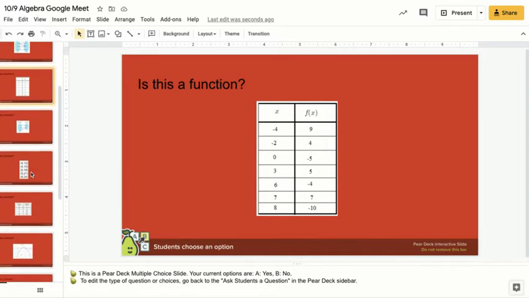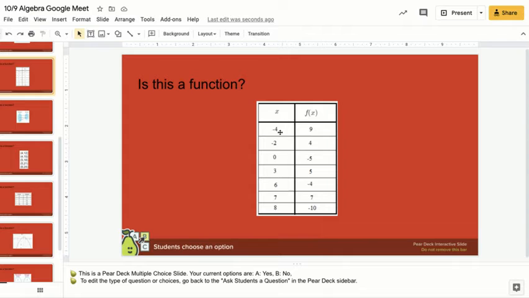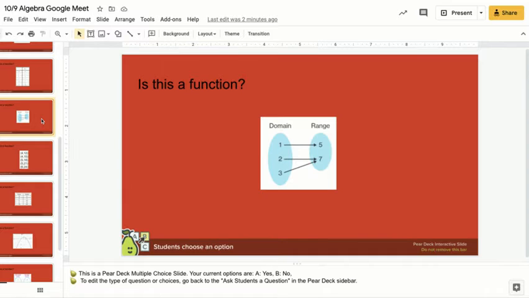Here we have a table. I'm looking at my x values first. I don't see that -4 repeats. I don't see that -2 repeats. And I quickly realize that none of my x values repeat. So this tells me that each x value only has one y value or output. Here, remember f of x is the same thing as y. It's our output. So this would be a function, yes.